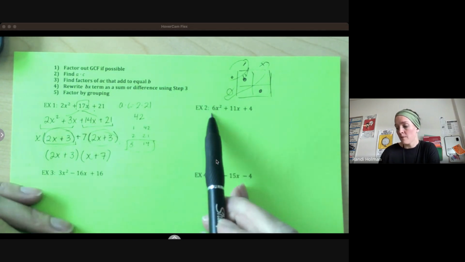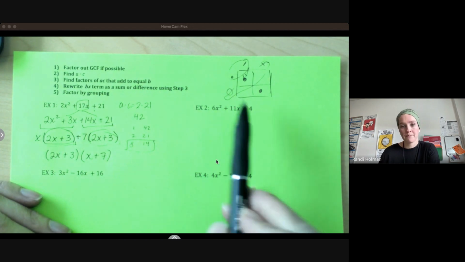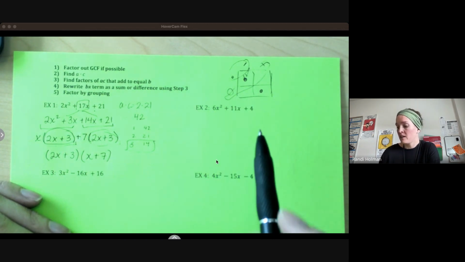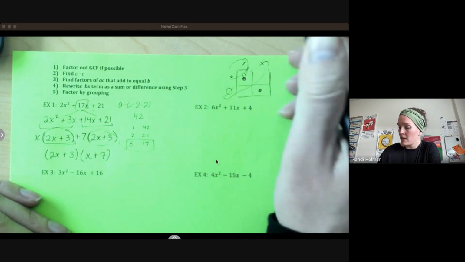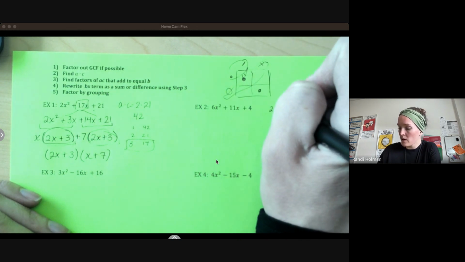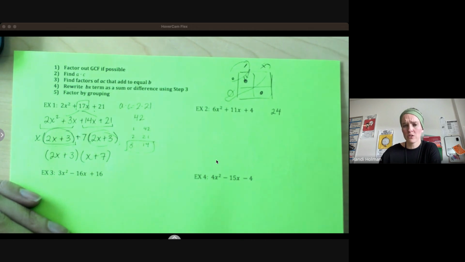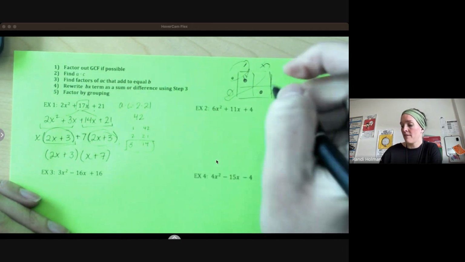Okay, so look for greatest common factor first: 6, 11, 4. Don't have a common factor aside from 1. So then your next step is multiply a times c. 6 times 4 is 24. So I'm looking at factors of 24 that add to be 11.